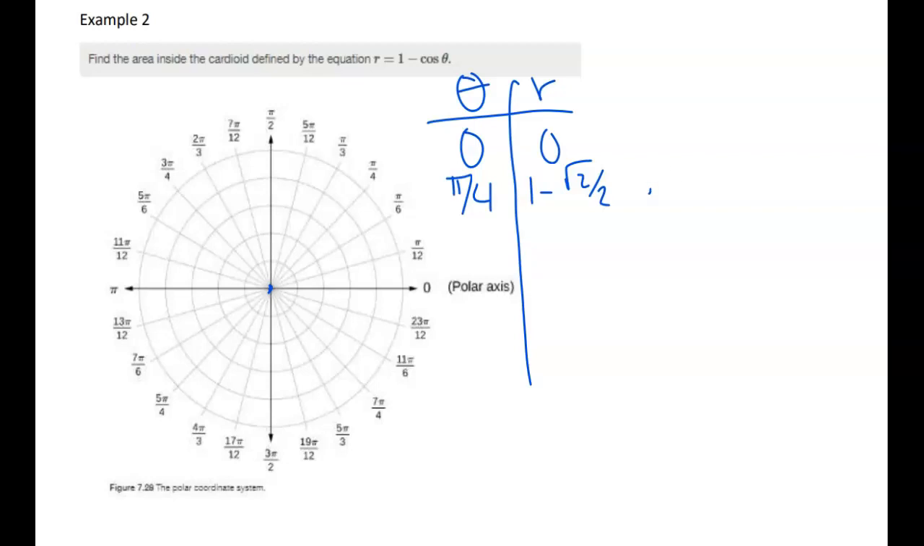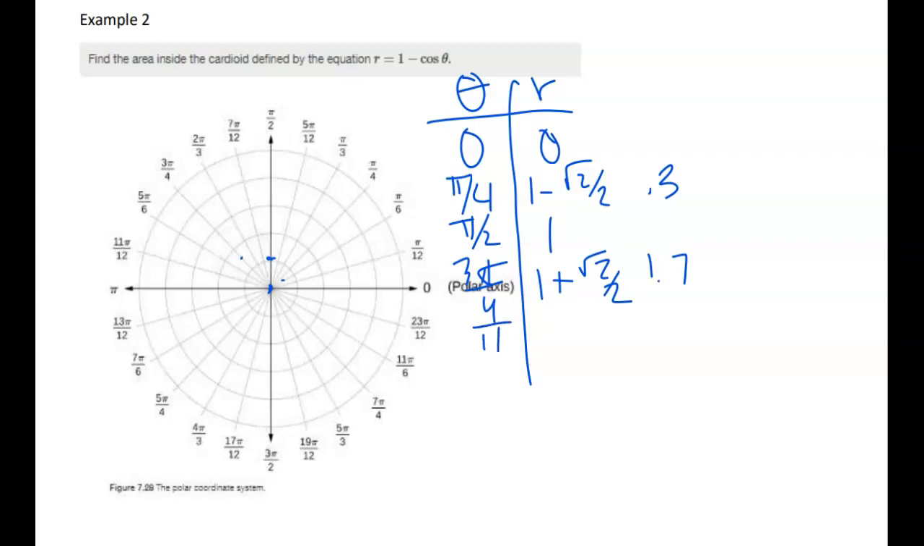Which is 0.3. So pi over 4 is only 0.3, so it's little itty bitty. Let's do pi over 2. The cosine of pi over 2 is 0, so I'm at 1. And then let's go to 3 pi over 4. Now that's going to be 1 plus root 2 over 2. So 1.7.